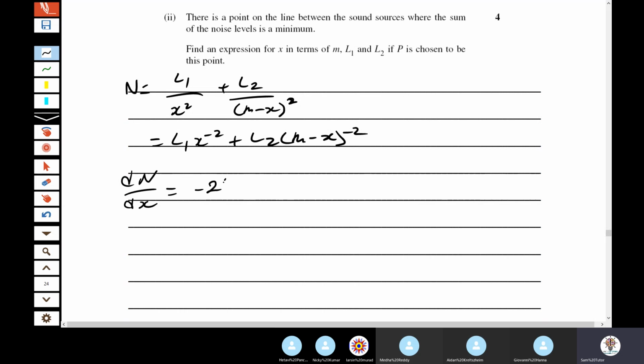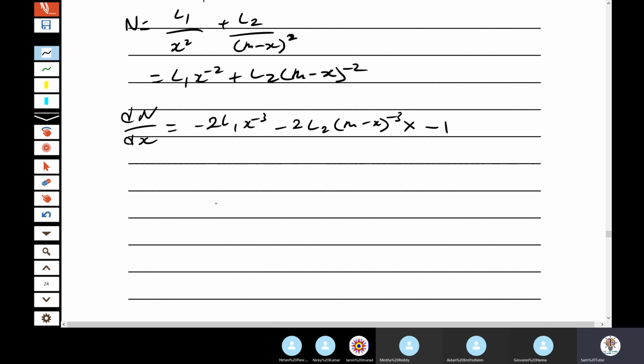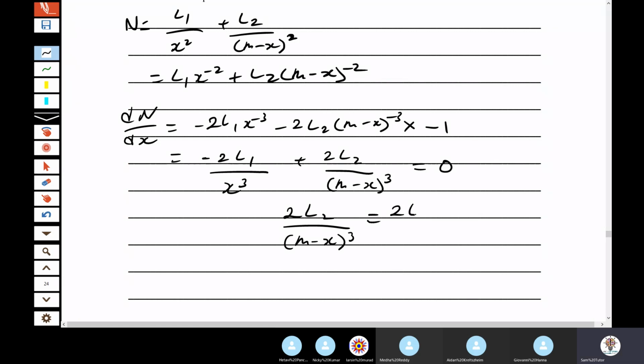And we got to negative 2L1 x negative 3 minus 2L2 m minus x negative 3 times the derivative of the inside, which is negative 1. Then we end up getting negative 2L1 on x cubed plus 2L2 on m minus x all cubed, and this has to equal to 0. Then when we did that, we brought this over. Please stop me if there's anything that you're confused about now, second time round.